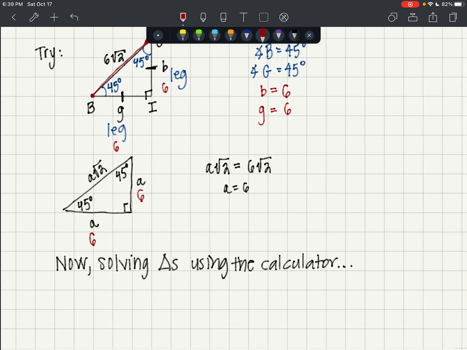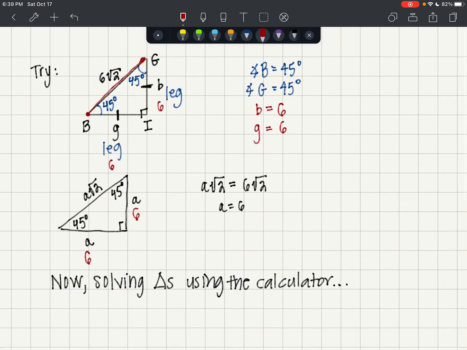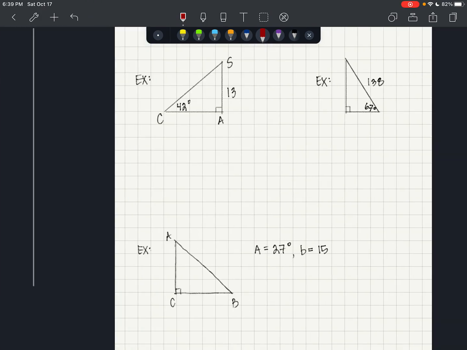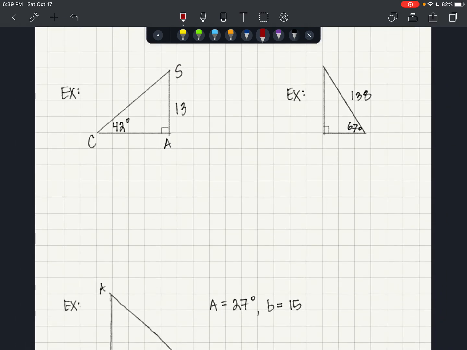Now in the next video, we're going to start solving triangles using the calculator. So make sure that you have your calculator handy, because the next ones are not going to be our special right triangles. I'll give you a glimpse. We're going to be solving triangles of all sorts of different measures.